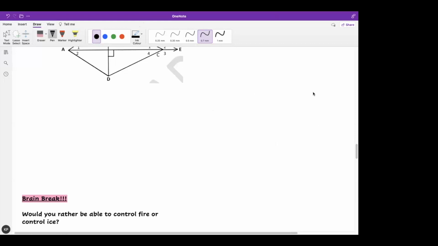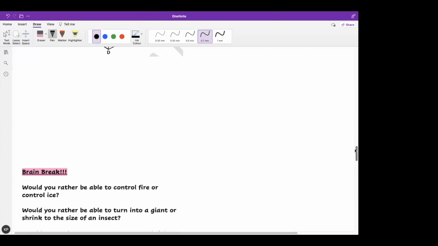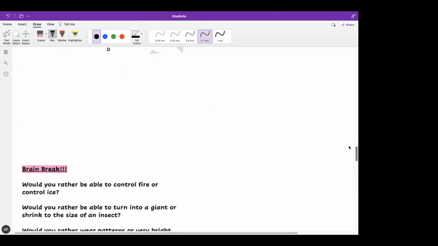Hi, Kamogelo, are you ready? Kamogelo. Is Kamogelo there? Would you rather be able to turn into a giant or be able to shrink into the size of an insect? It doesn't say ant, it says insect.